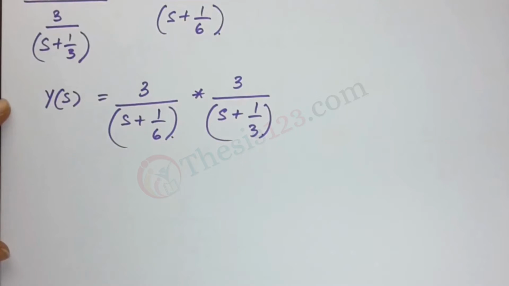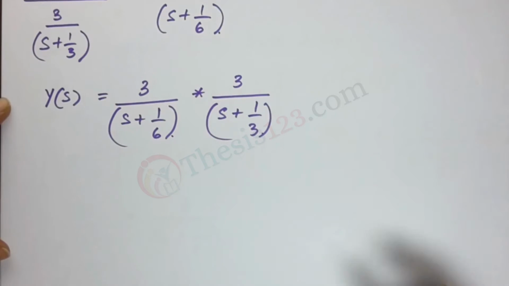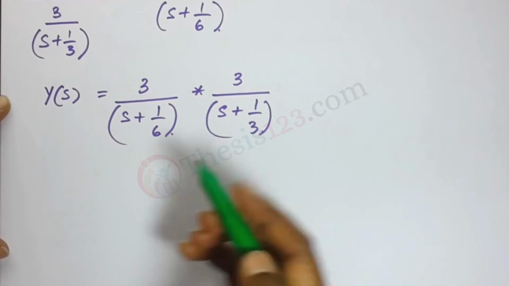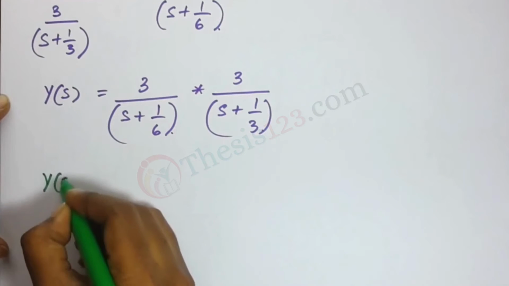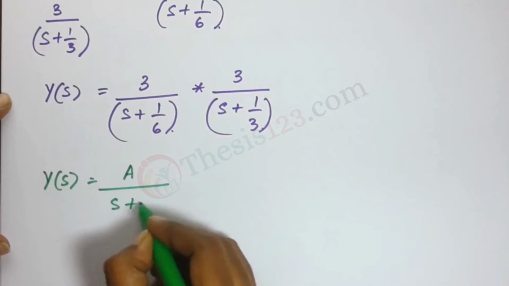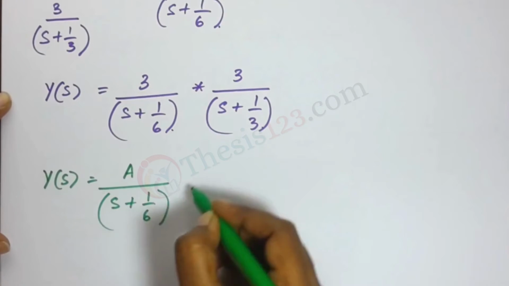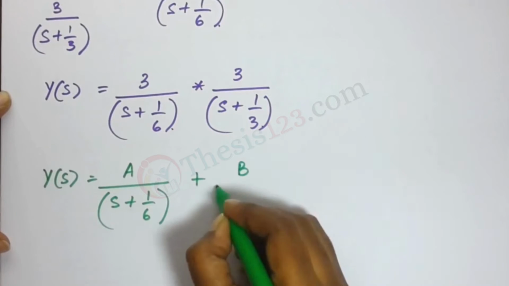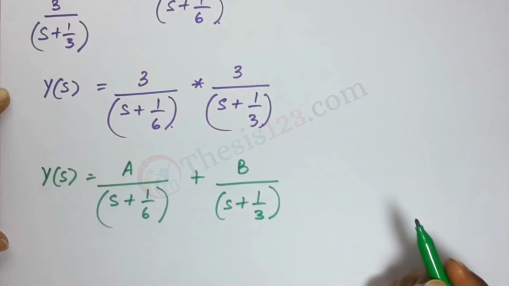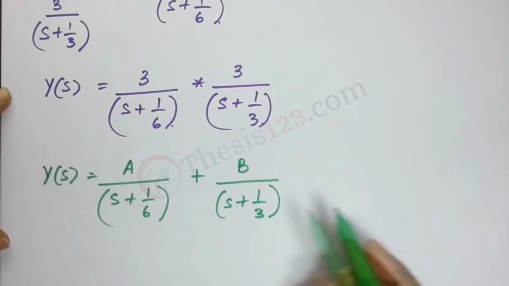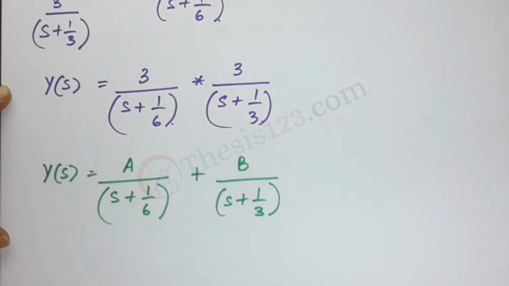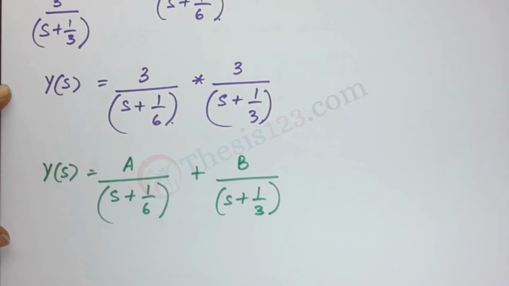Okay, so now in order to take the partial fractions, we have to consider each term, and we write this as y of s is equal to a divided by s plus 1 by 6 plus b divided by s plus 1 by 3. Okay, so we are taking partial fractions here and we have to find out the values of a and b. Now these two constants we will have to solve.